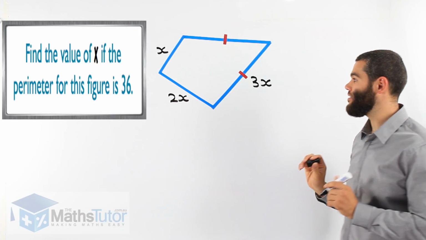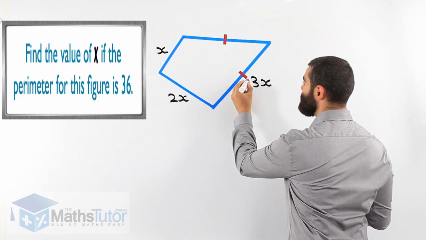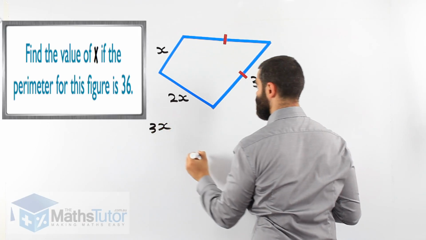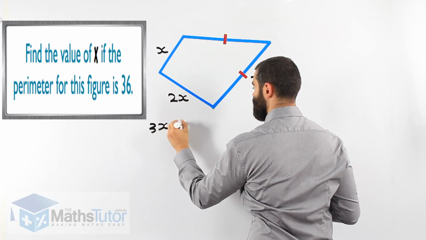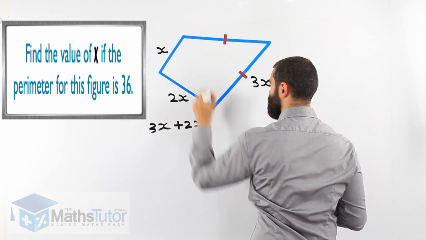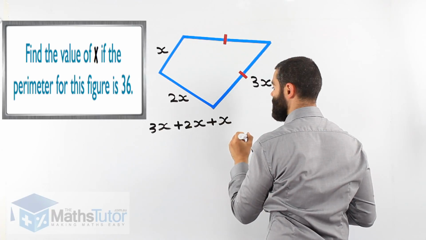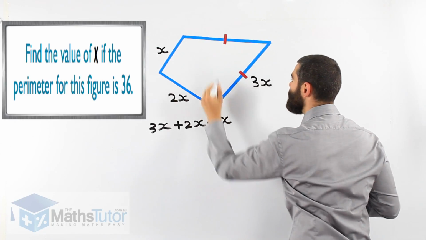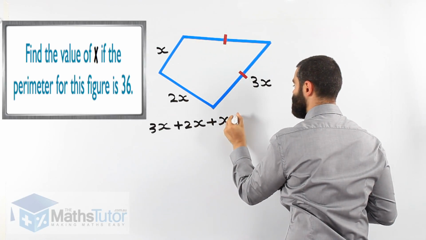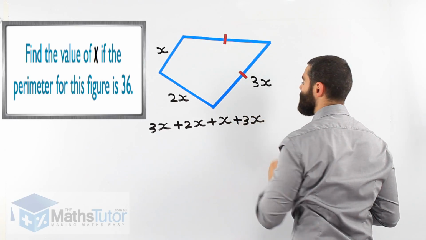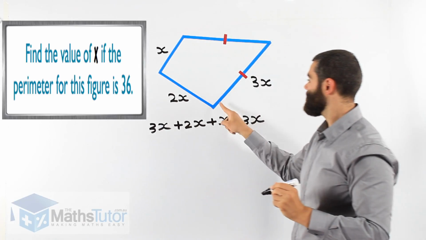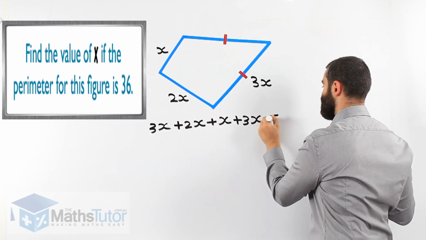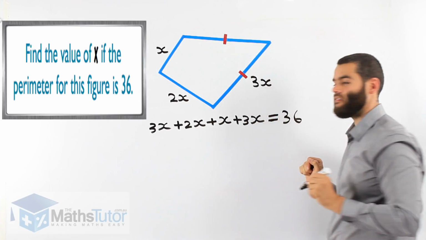Let's create the equation now. Starting here, this side here is 3x. This side here is 2x. This side there is x. And this side here, what do you think is going to be? This mark and that mark tell us that this side is exactly the same size as that side. So the fourth one is going to be 3x as well. So 3x plus 2x plus x plus 3x all together make up the total perimeter of 36.